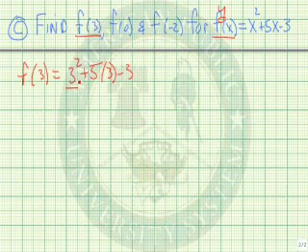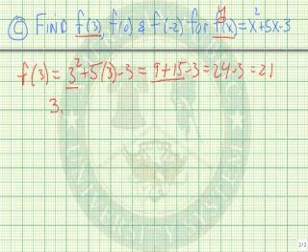Now, if we square 3, 3 times 3 is 9, 5 times 3 is 15, minus 3. 9 plus 15 is 24, minus 3 gives us 21. So we say f of 3 equals 21. This is exactly saying that x is 3, y is 21. It means exactly the same thing.